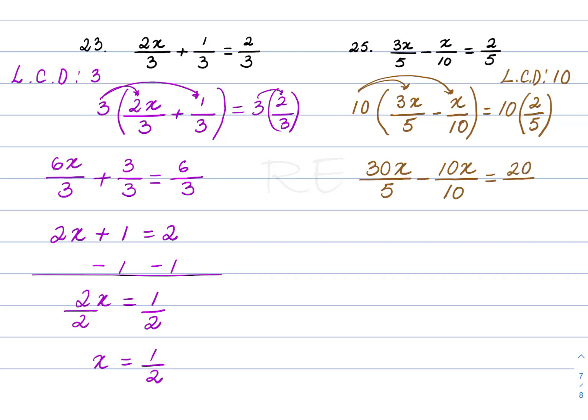10 times 2, 20. 20 over 5. Now, 30 divided by 5 is 6. We get 6x. Fraction is clear. Minus 10 over 10, we get 1x minus x is equal to 20 over 5, which is 4. 6x minus x is 5x. 5x is equal to 4. And when we divide by 5, x is 4/5.